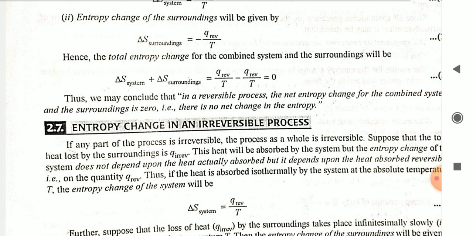Entropy change in an irreversible process. If any part of the process is irreversible, the process as a whole is irreversible. Suppose that the heat lost by the surrounding is Q irreversible. This heat will be absorbed by the system, but the entropy change of the system does not depend upon the heat actually absorbed, but it depends upon the heat absorbed reversibly, the quantity Q reversible. If the heat is absorbed isothermally by the system at absolute temperature T, the entropy change of the system will be del S system is equal to Q reversible by temperature.